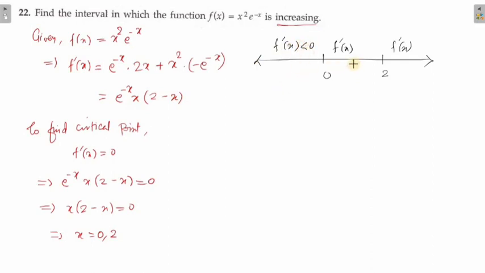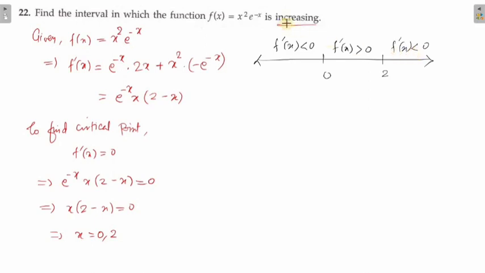In this interval, take 1. If you take 1, then it becomes 1, and 2 minus 1 is 1. So 1 into 1, that is positive into positive is positive. Similarly, take any point, let's say 3. If you take 3, it's going to be negative. You know why? Because you get -1 and you get 3 out here. So it's going to be negative.